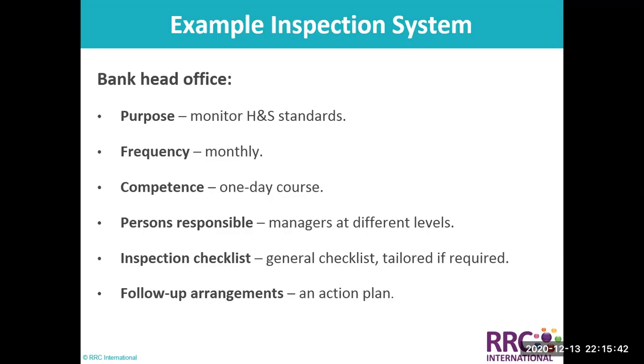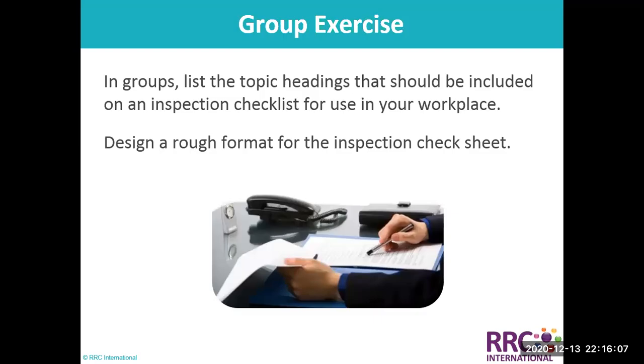How are we going to ensure that they are implemented? Who is responsible for close out and order? Example of inspection system. Bank head office purpose is to monitor health and safety standard. Frequency, do that monthly. Competence, maybe a 1 day course for the person who's going to carry out the inspection. Person responsible, maybe managers at different levels. Inspection checklist, general checklist, tailored if required. Follow-up arrangements, and then action plan.